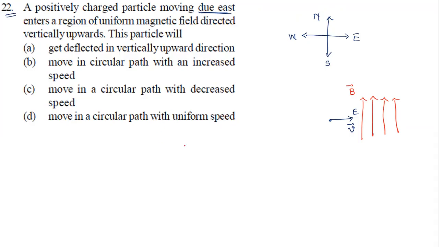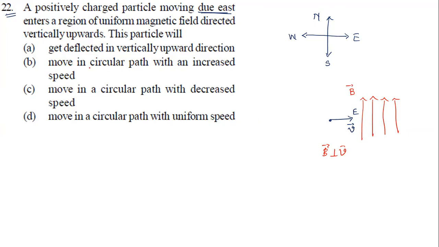Before going to the answer, let us look at the pattern here. What is going to happen? The angle between B and V is perpendicular. Velocity and magnetic field are perpendicular to each other. If you project a particle into a magnetic field perpendicular to its velocity, the particle will go in a circular path, as we know.